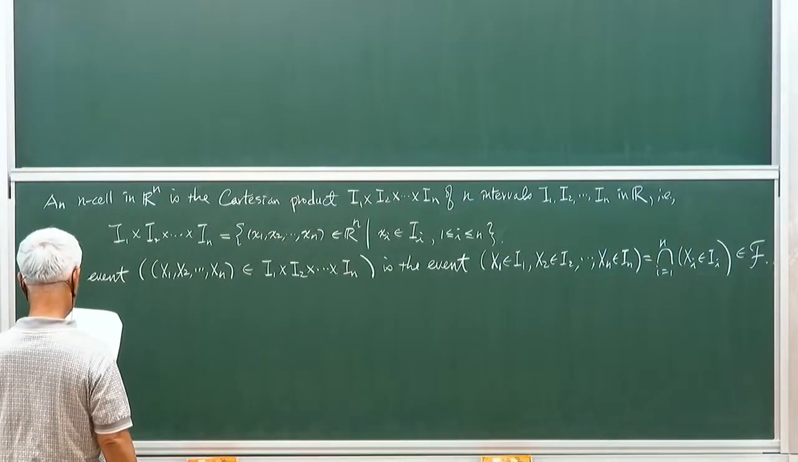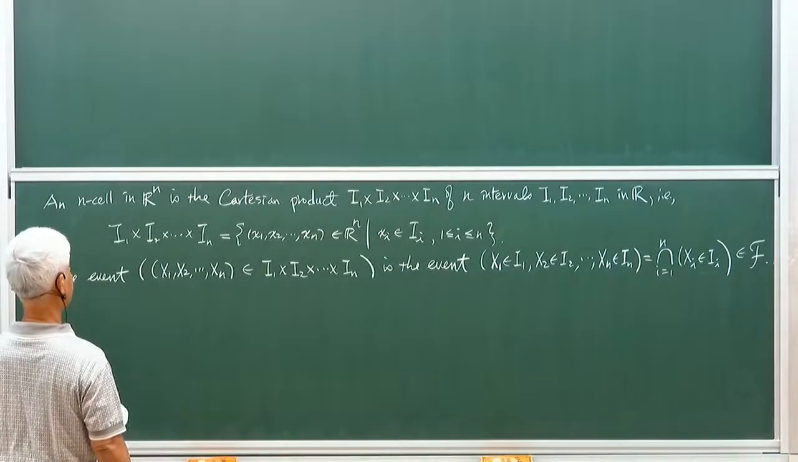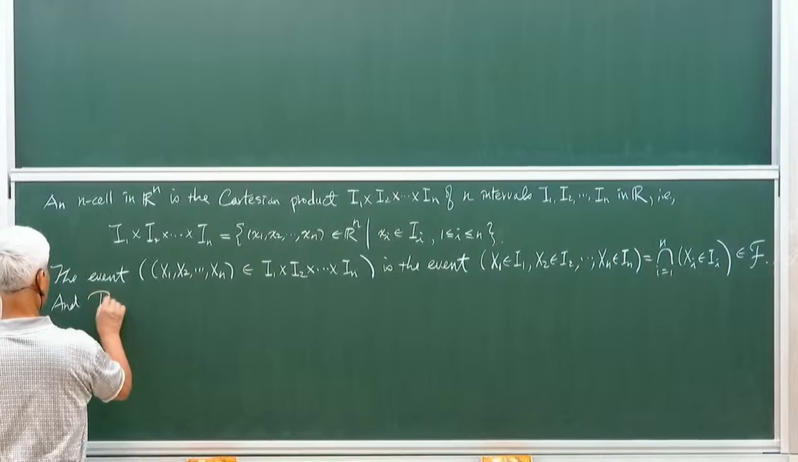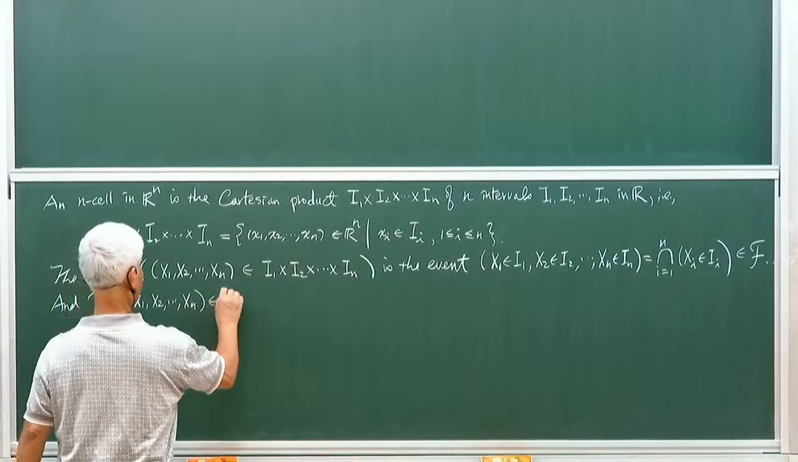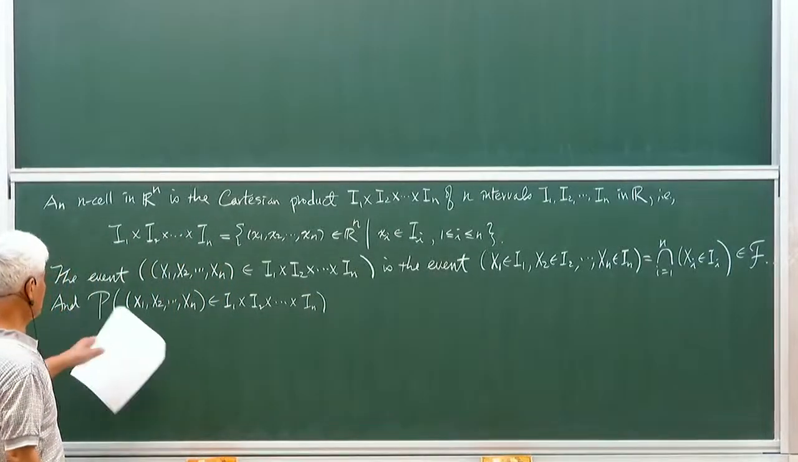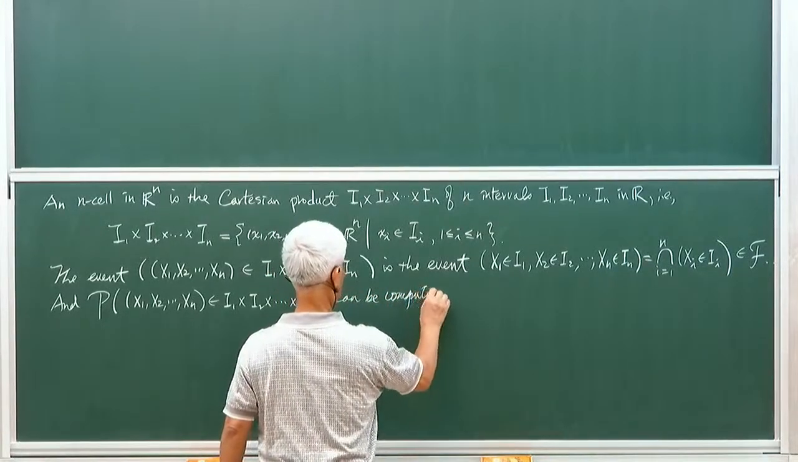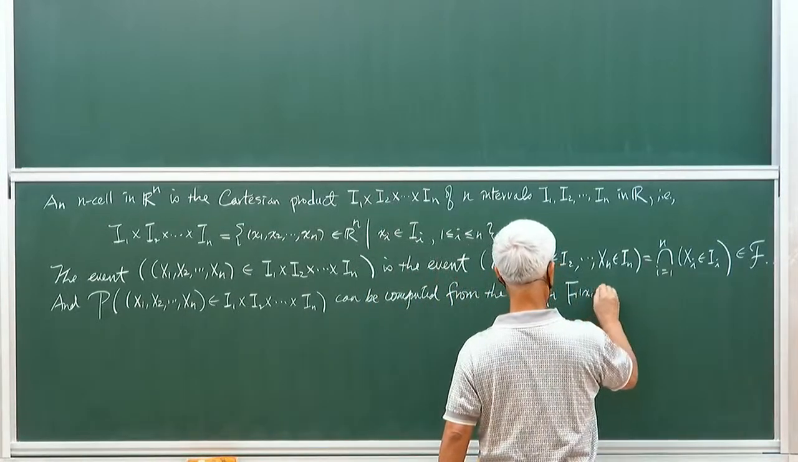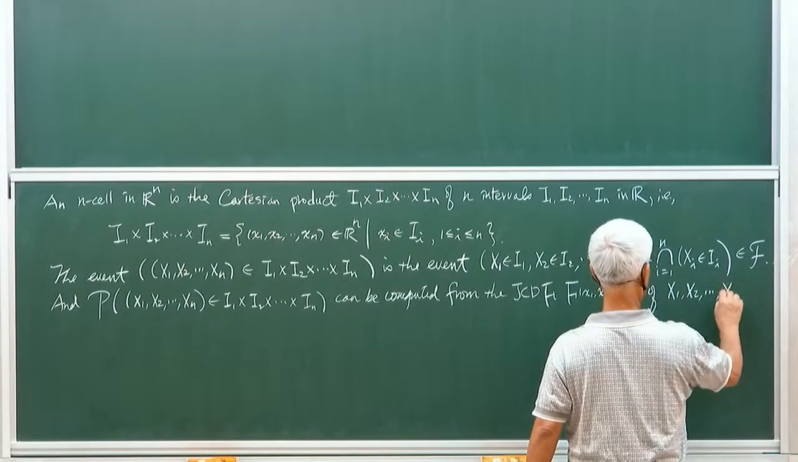Right, and the probability of such kind of event, the probability of this random vector in this n cell, can be computed from the joint CDF of X1, X2, up to Xn.